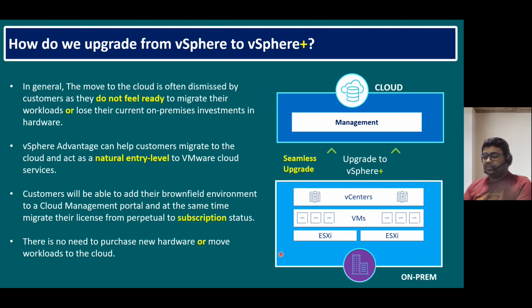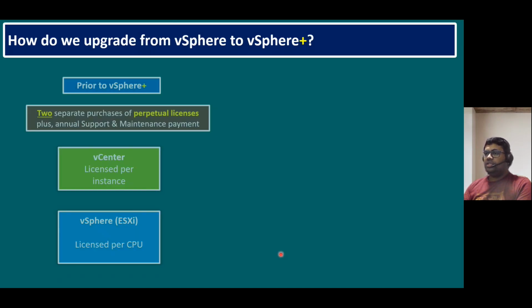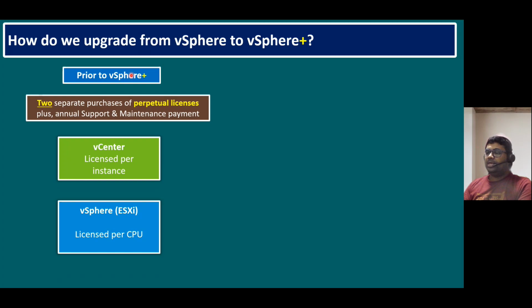Okay, and continuation is, let's say prior to vSphere Plus, as we discussed, two separate purchases of perpetual licenses plus an annual support and maintenance payment. So these are all like vCenter licensed per instance and ESXi licensed per CPU.